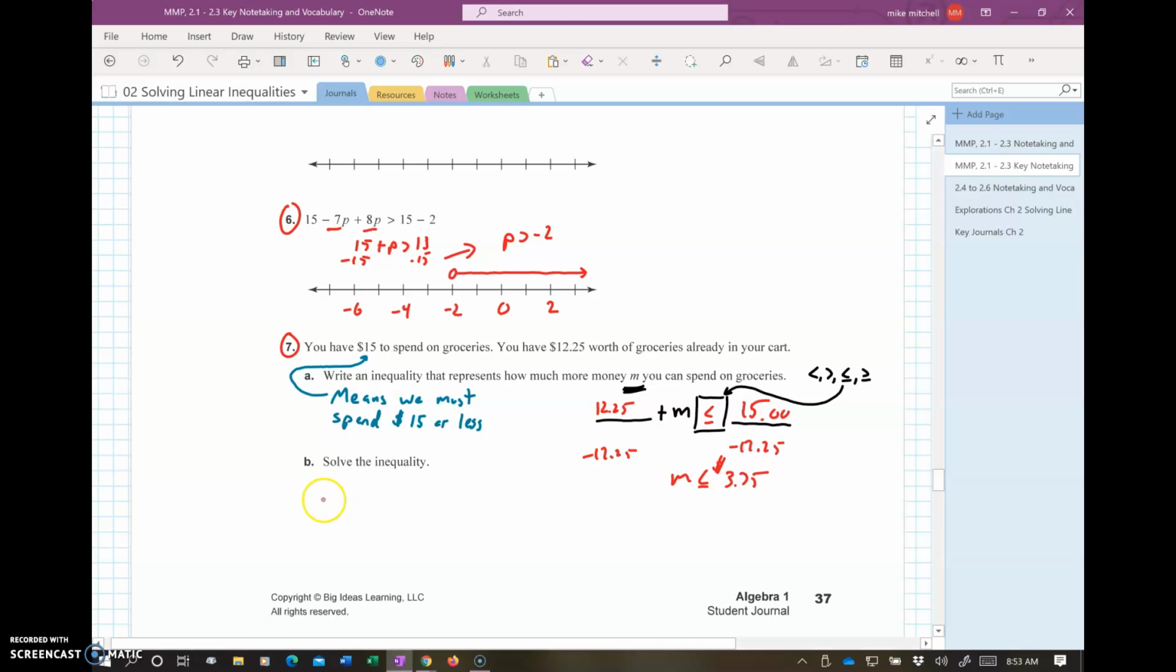This one should be answered in words. You have $3.75 or less left to spend on groceries. I don't know what world this person's living in, but $15 isn't a lot of money to spend on groceries. That's not going to get you very far in this world.